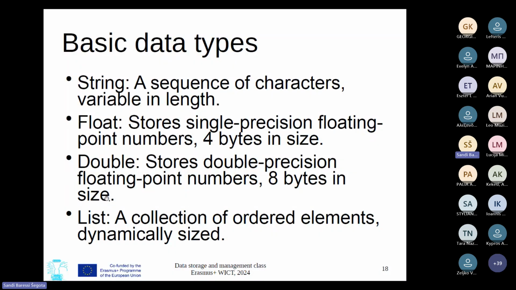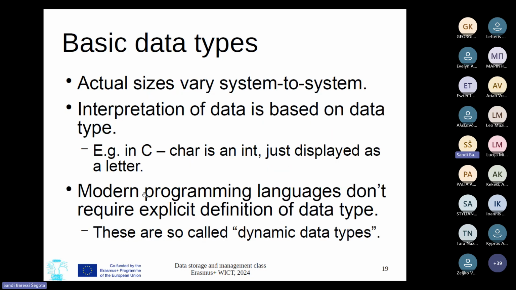And the list can usually consist of any of the other data types. You can have a list of integers, list of floats, list of doubles. A string is essentially a list of characters. Some programming languages will allow you to mix different values in the lists. They're very, very useful and very commonly used. As I mentioned before, actual sizes will vary from system to system, from computer to computer. It is usually determined by your CPU and your operating system.